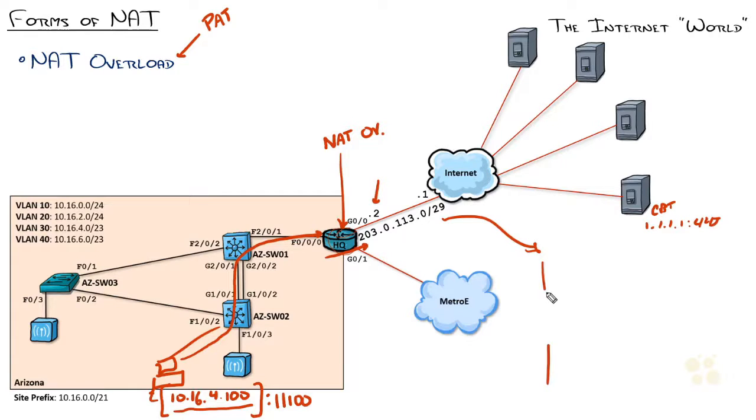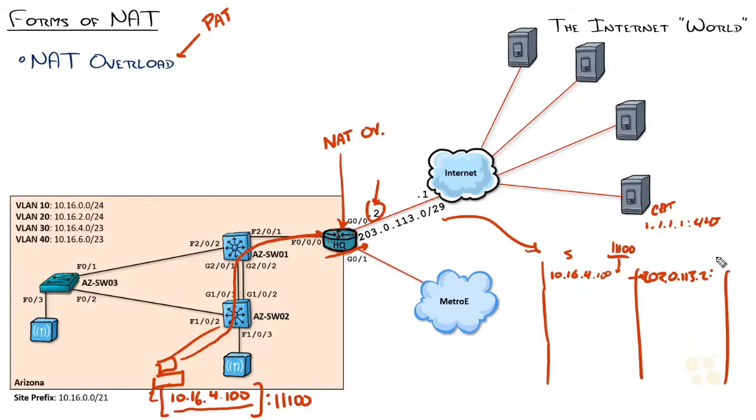So in its memory, the router creates a table. It says, okay, I see the source of 10.16.4.100 on port number 11100, right? So I'm going to send that out. My public IP address, 203.0.113.2. That's our IP right there. And I'm going to borrow that same source port number, 11100, right? And so I'm going to tack that on there, and so that will be a nice unique address. So then multiply that. Hang on, I want that to soak in for a second.